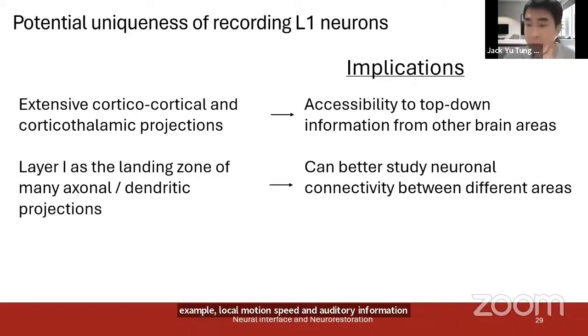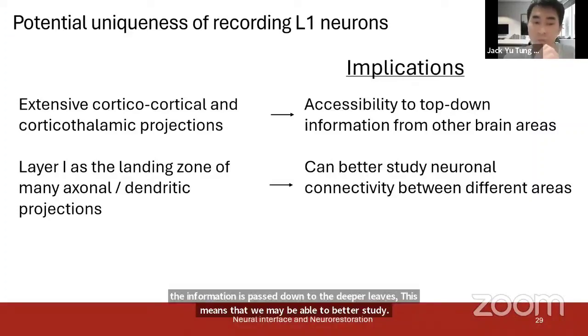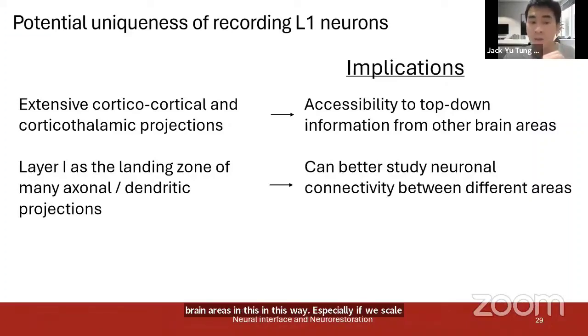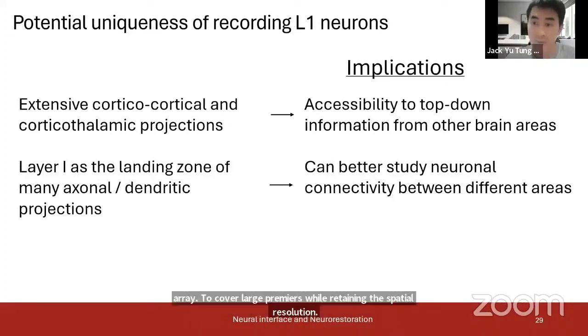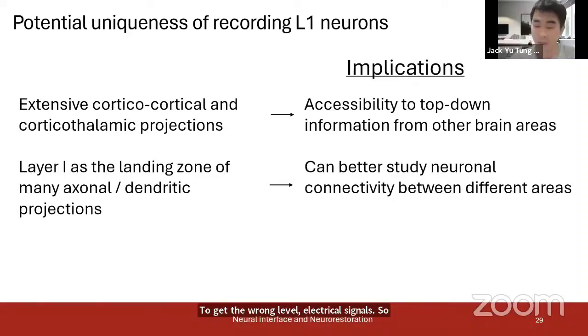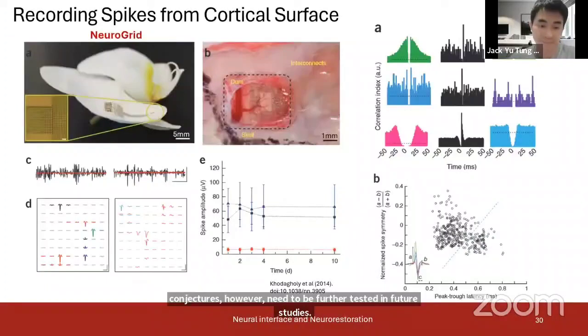And also another related point is that layer 1 is frequently the first point of contact, the landing zone for axons coming in from elsewhere, before the information is passed down to the deeper layers. And this means that we may be able to better study neuronal connectivity patterns between different brain areas in this way, especially if we scale up the span of the micro-ECOG array to cover large brain areas while retaining the spatial resolution to get neuron-level electrical signals. So these conjectures, however, need to be further tested in future studies, and I guess it's a relatively new area.